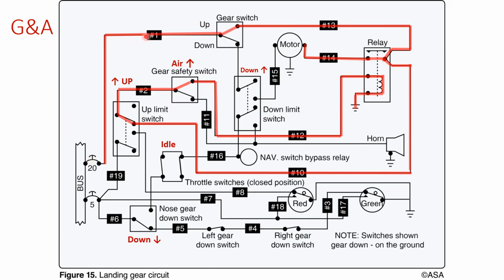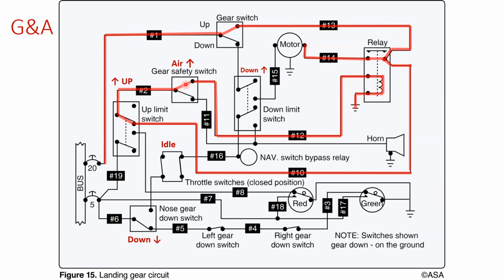So the first thing, going back to what it was doing, is the up position for this gear switch. If we select it up, then it allows power to go through this pathway coming around as shown before. It goes through the squat switch, which we're saying is in the air mode, and is allowed to go here and energize the relay.